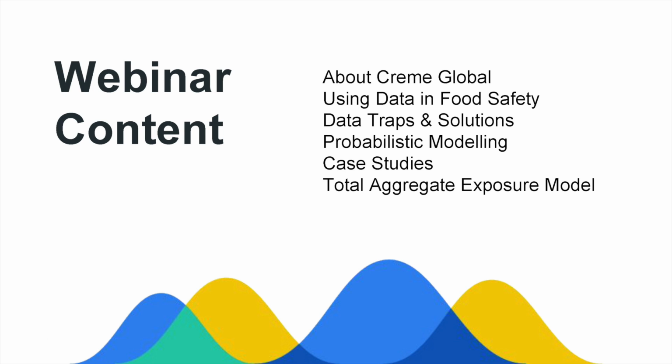So I'll start with a brief overview of the content of this webinar. First, I'll say a little bit about Chrome Global, about what we do and who we are. And then I'll talk about how we can use data science in food safety. And I'll discuss some common data traps and how we can solve these problems. Then I'll explain what is probabilistic modeling and how it differs from different approaches typically used. I'll present some case studies in microbial food safety and packaging. And finally, I'll talk about the total aggregate exposure model.